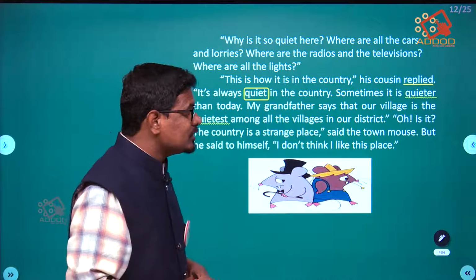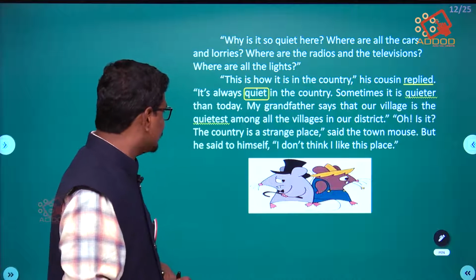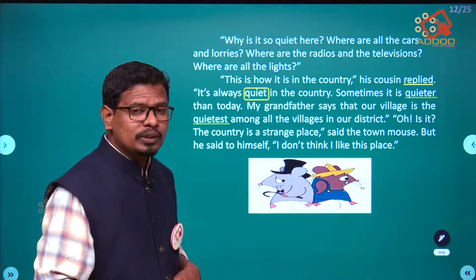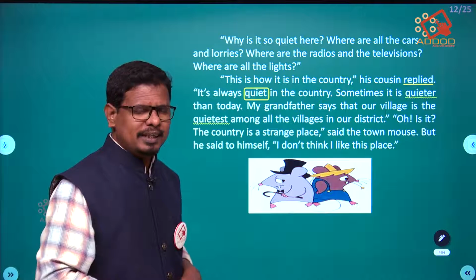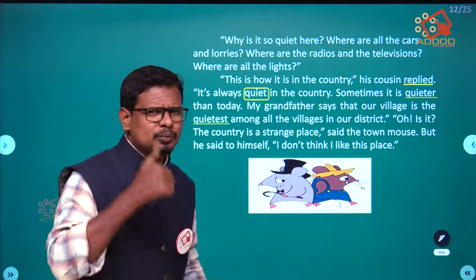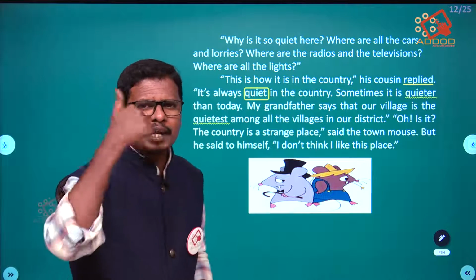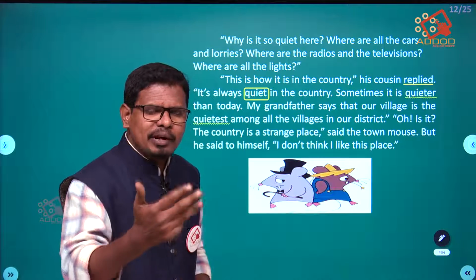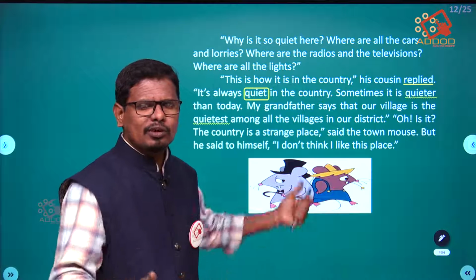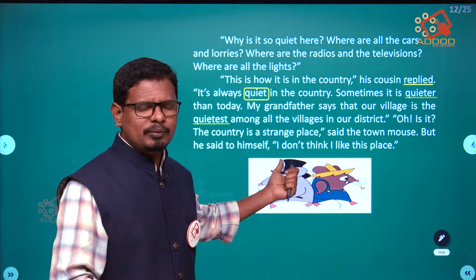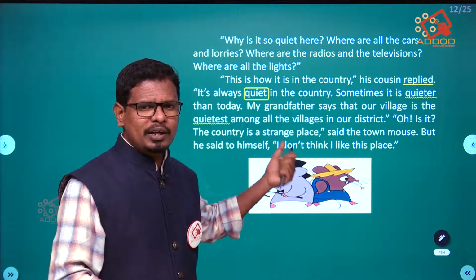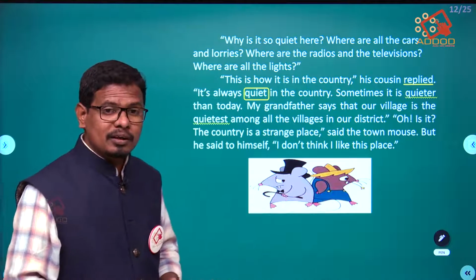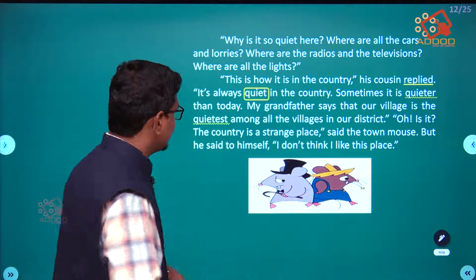Oh, is it? The country is a strange place, said the town mouse. But he said to himself, I don't think I like this place. He didn't like it because he expected orange juice, lemonade, a piece of cake, bread or cheese. They are not available in the village. In the village, people live on raw food and sleep on the floor. I think he didn't like it.